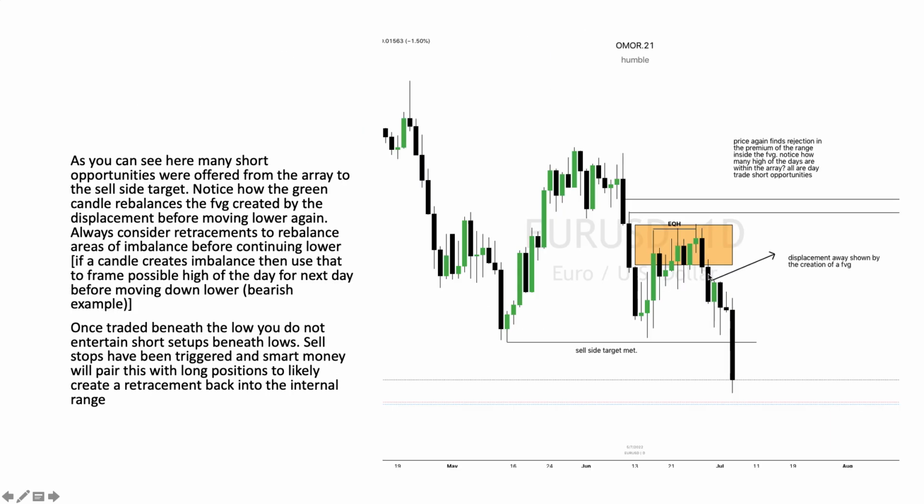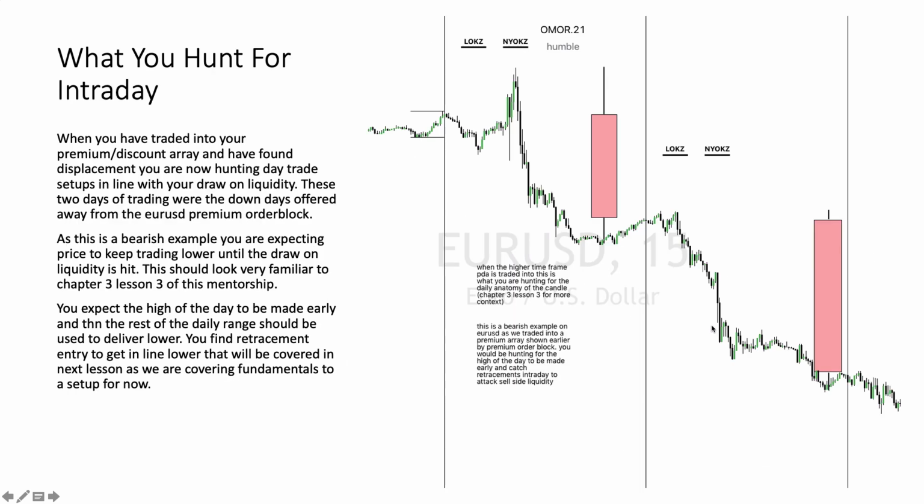But the whole idea that I'm showing you is, once you have found your displacement here, you're expecting each day to go down lower. You're expecting the daily candles to look like this. And why is this important? Because you know exactly now what to look for, right? You're looking for candles to look like this, the high to be made early, and you're waiting for retracement entries to be entered short until your higher time frame drawn liquidity is hit.